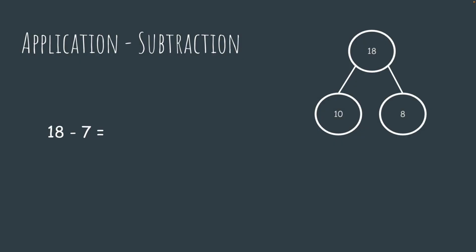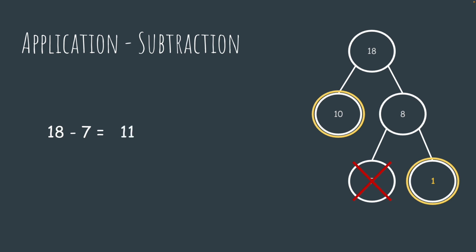Let's start with subtraction. If we have a big number like 18, and we need to take away 7, we can think of 18 as 10 and 8. Then, we can take away 7 from 8 and get 1. Don't forget we have the 10 left, so we add 10 and 1 together and get 11 as our answer.